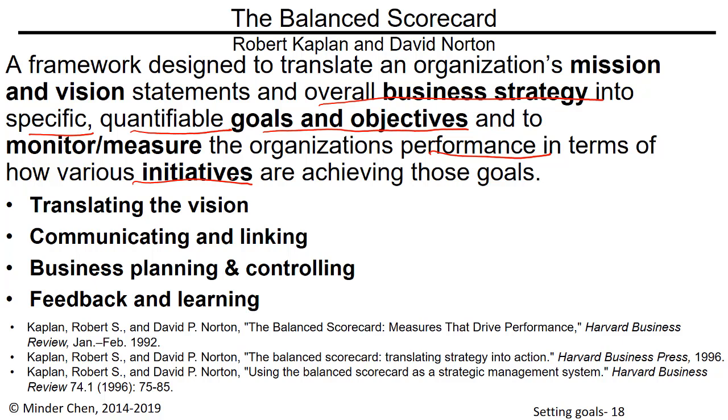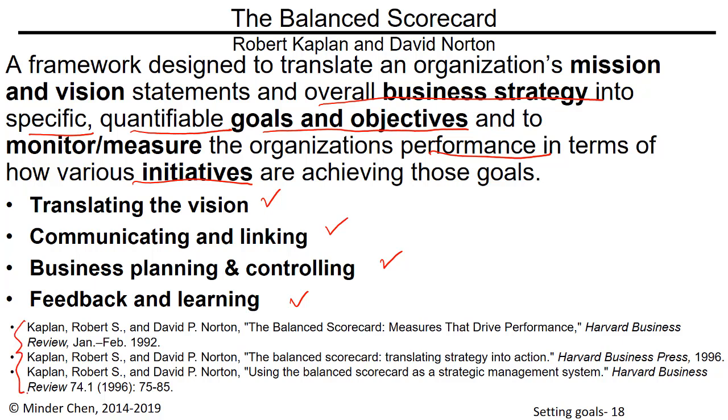So what the balanced scorecard tries to do is translate the vision into something that's actionable. It also tries to communicate and link the vision with those activities. It's used for business planning and controlling. It also provides feedback and learning within the organization.